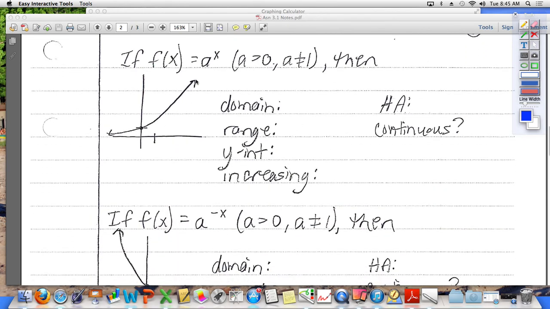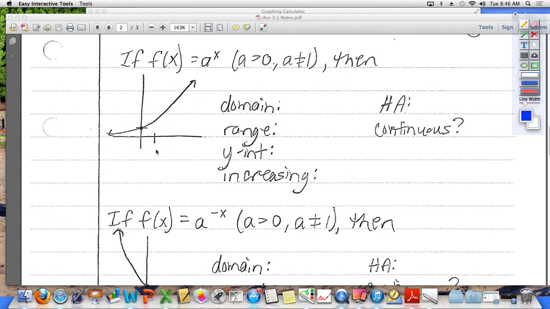If f of x is equal to a to the power of x, where the a value is greater than 0 but also not equal to 1, then what does our domain equal? What is our range? What is our y-intercept? Is the graph increasing or decreasing? What is our HA, otherwise known as a horizontal asymptote? And then is the graph continuous?